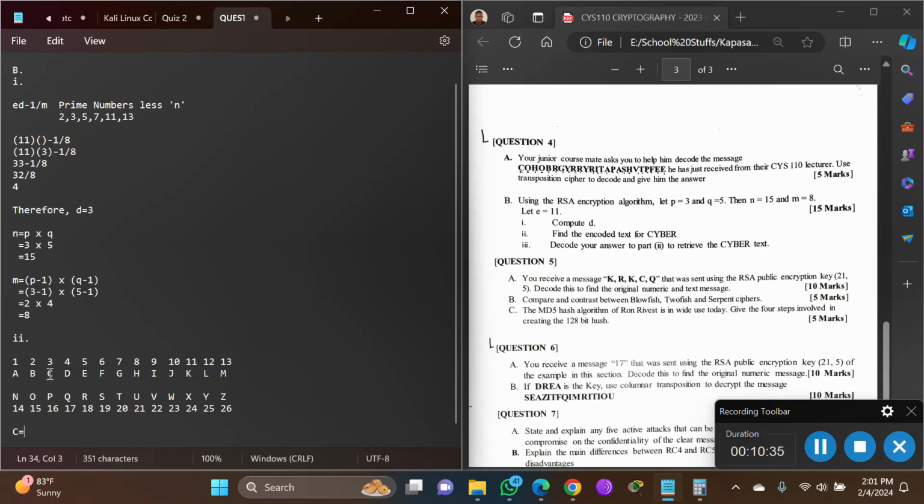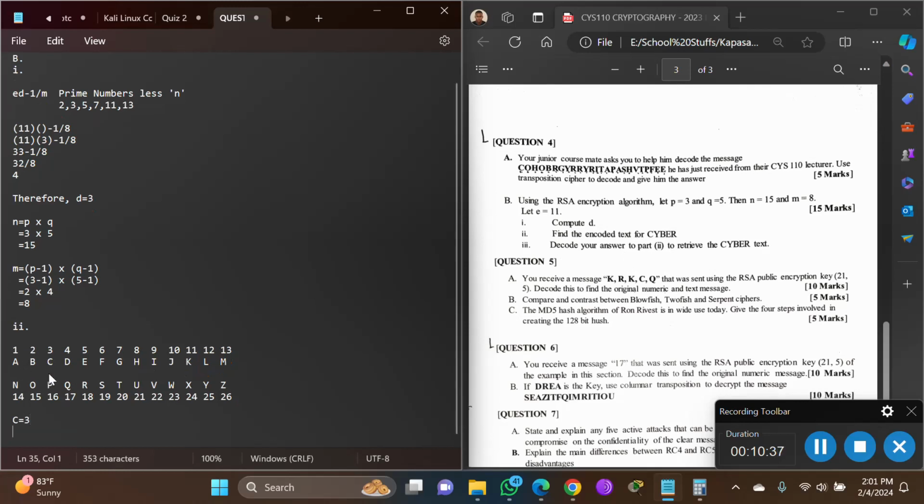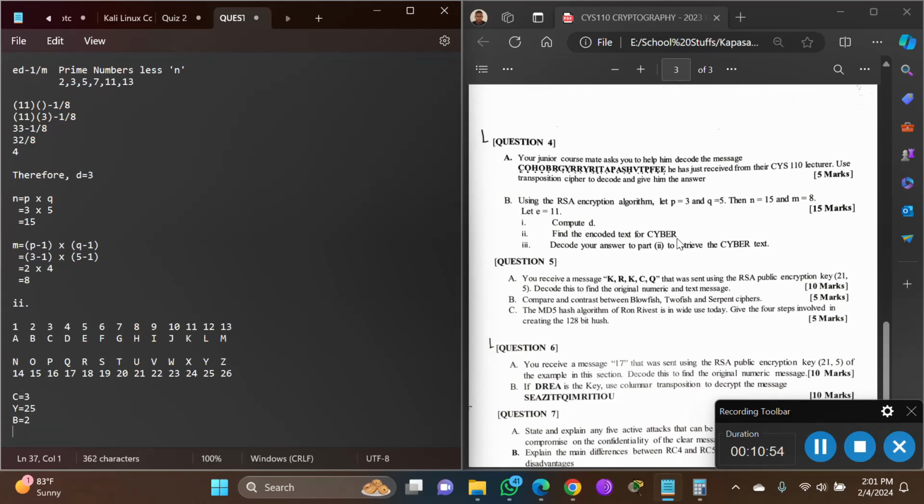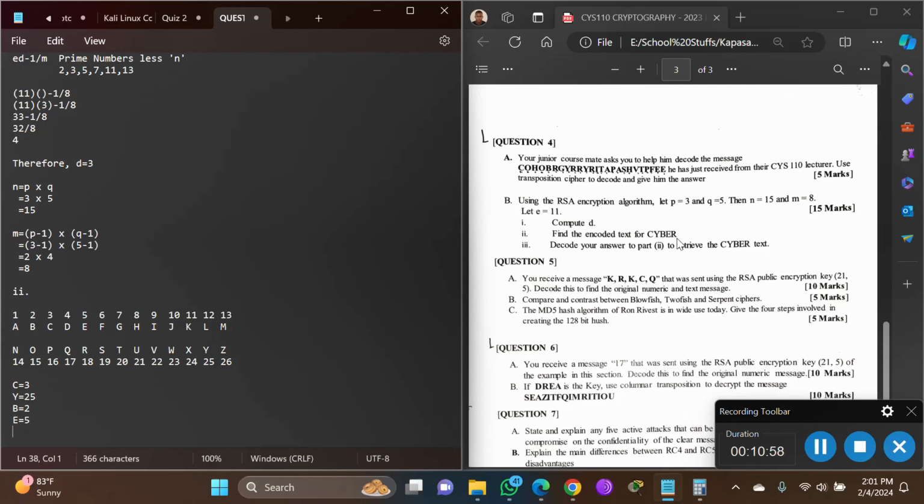C is 3, as you can see. Then under cyber we have Y, which is 25. Then we have B, which is equal to 2 on the alphabet. Then we have E, which is equal to 5. Then last we have R, which is equal to 18 on the alphabet.